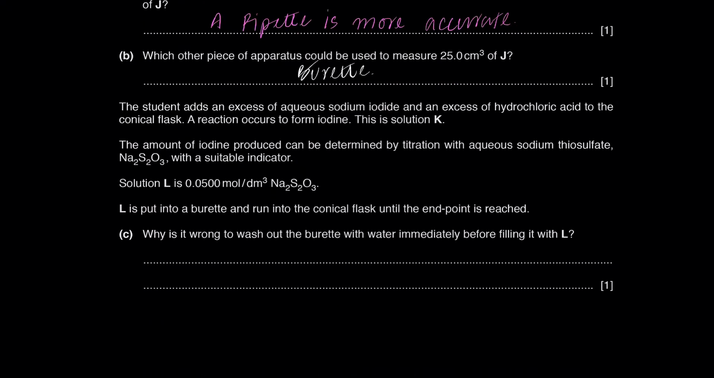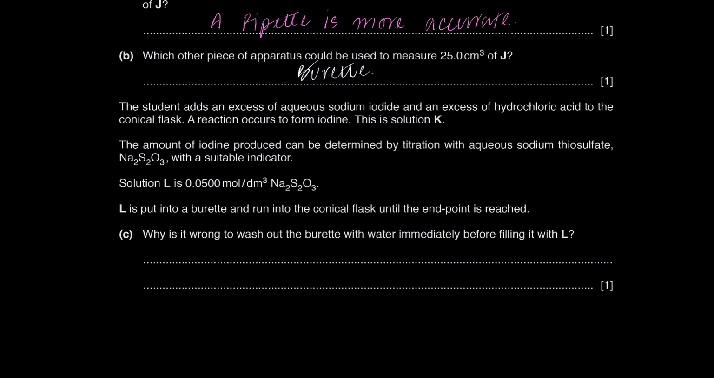The student adds an excess of sodium iodide and excess of hydrochloric acid to the conical flask. Reaction occurs to form iodine solution. This solution is K. Okay. The amount of iodine produced can be determined by a titration with aqueous sodium thiosulfate. So first they react it with sodium iodide and excess hydrochloric acid to produce iodine. Essentially, they force it to react to form iodine, and then they titrate that solution.